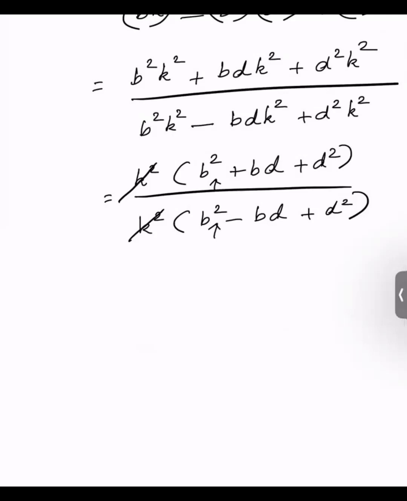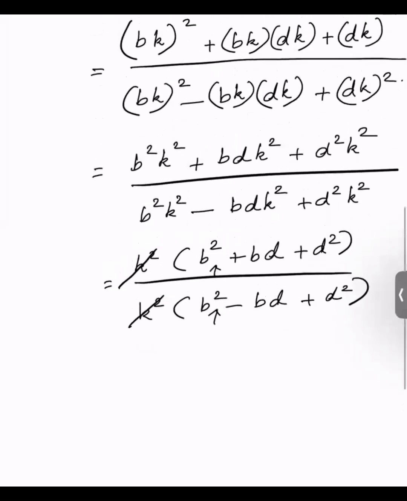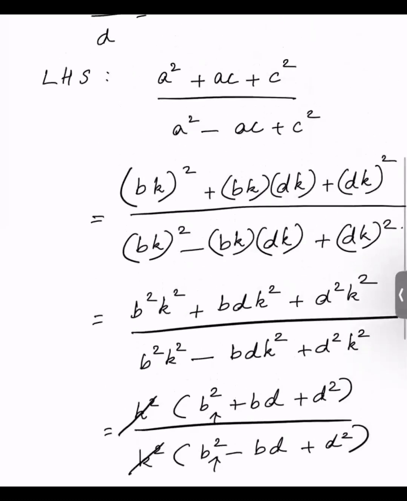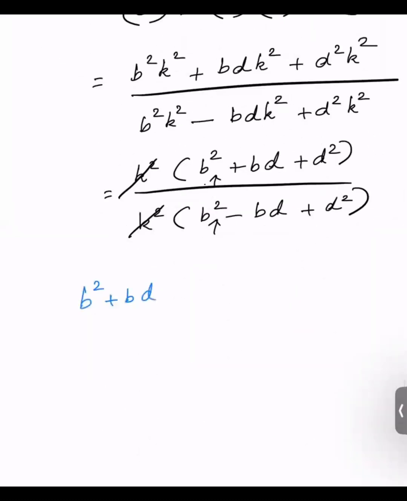So this is our LHS. Now, check whether this is what they have given as RHS. If this is exactly what they have given as RHS, then you don't need to do anything, right? Nothing more to be done. If this is different from RHS, then RHS also you have to do some work to bring to this form. So just check what is given in the question. B square plus BD plus D square. That's my numerator. Now look at the denominator. What is in the denominator? B square minus BD plus D square.